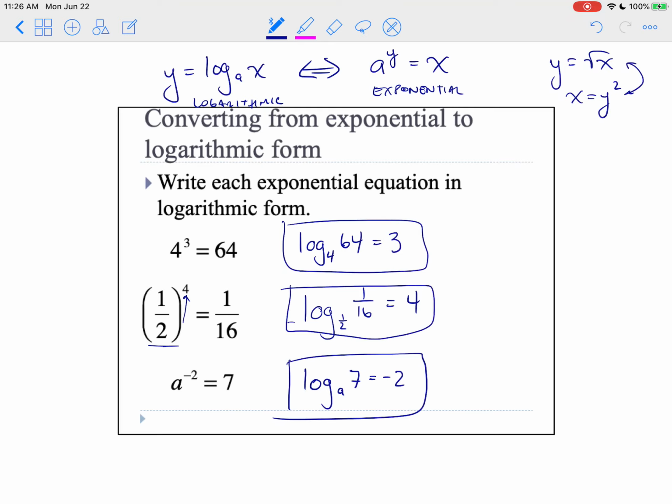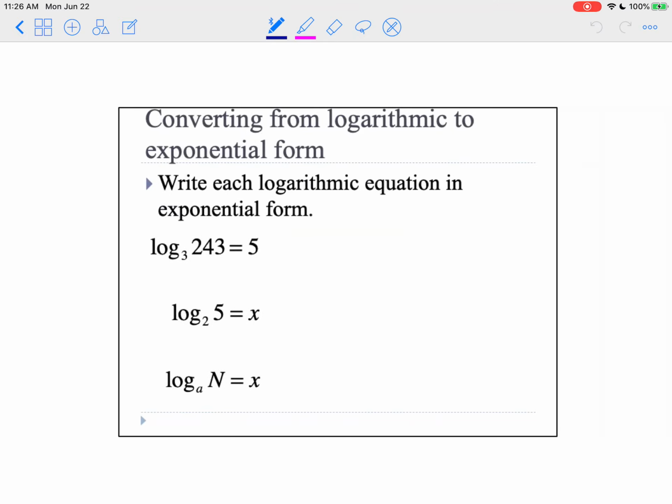All right, so I hope that went well. Remember, you can pause and rewind if you need to. Now we're going to go the other way. And again, at the top, I'm just going to write the definition of a logarithm and how it's no different from a to the y equals x. Okay, so now we have the logarithm, and we want to rewrite it in exponential form.